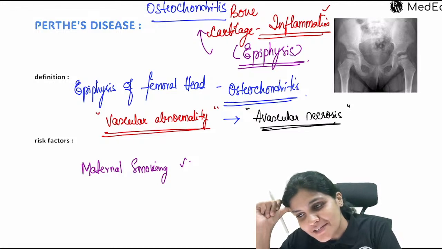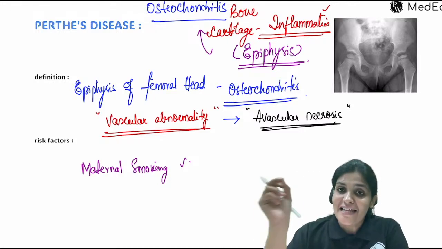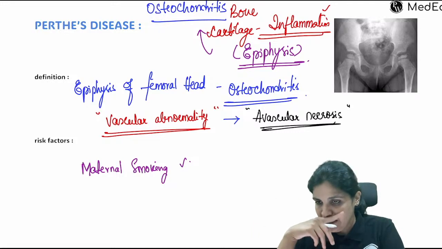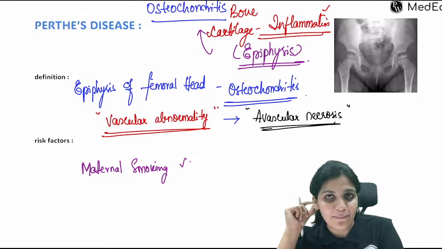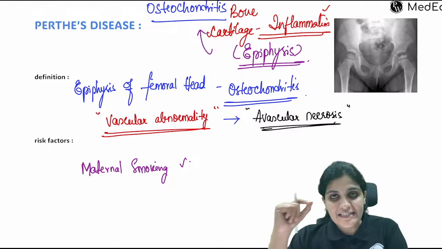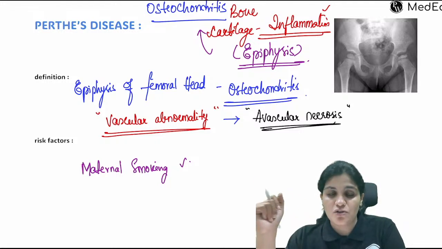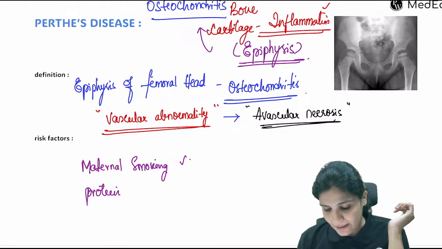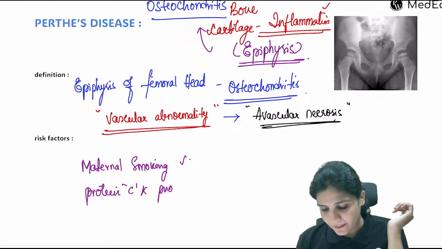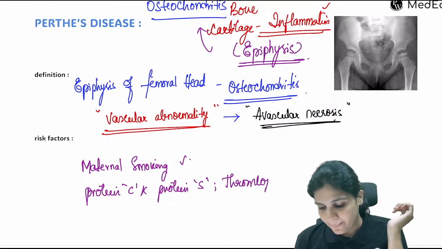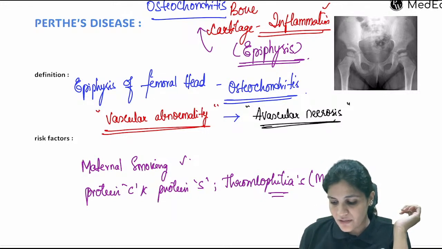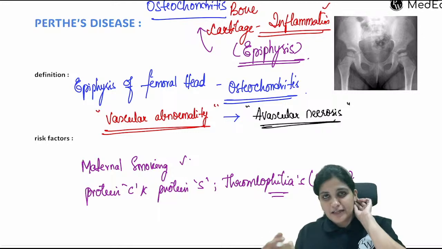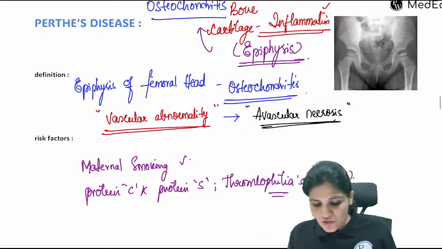Adolescent, overweight, hypothyroidism is SCFE, that is slipped capital femoral epiphysis. This is Perthes disease. Perthes is some abnormality in the vascular supply, and the risk factor is usually maternal smoking. Smoking is usually associated, and the deficiency of protein C and protein S and some thrombophilias in the mother can also result in Perthes disease in the child, right? So these two are important.